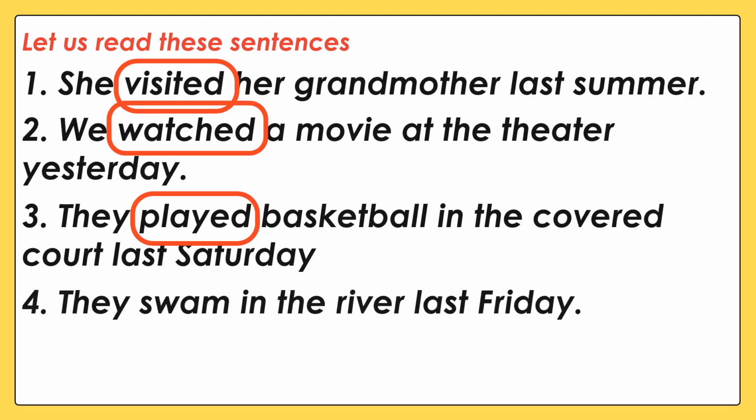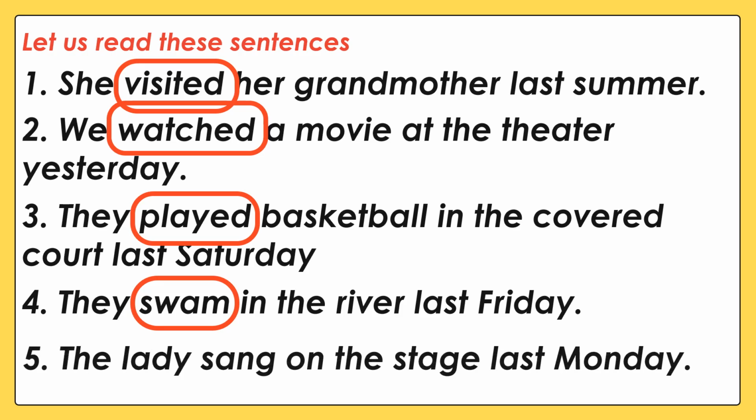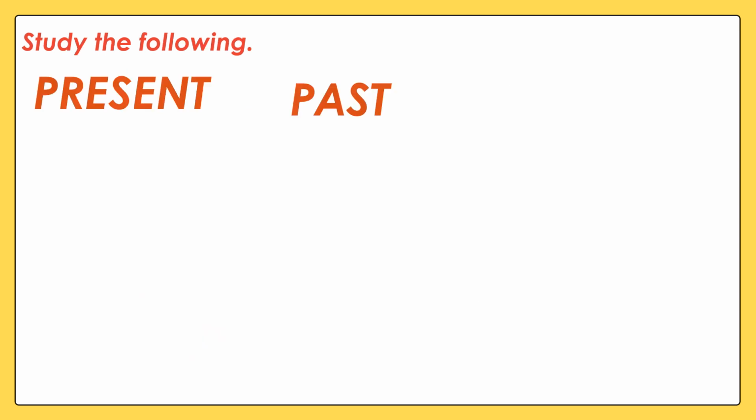Number 4, they swam in the river last Friday. The verb is swam. Number 5, the lady sang on the stage last Monday. The verb is sang. Now, let us study the following. First column, we have the present tense, and second column, we have the past tense.